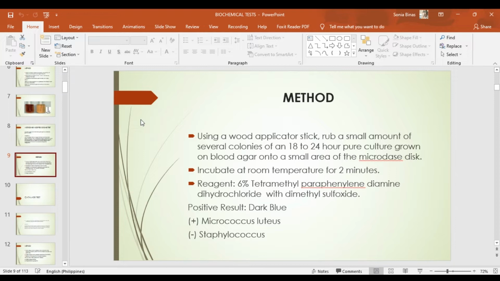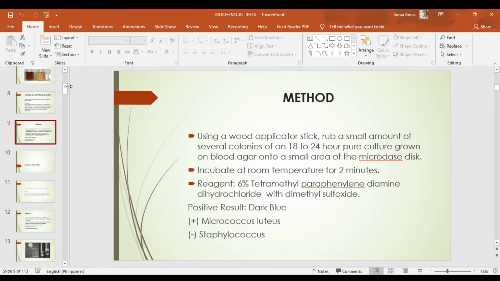So the positive result will be the development of a blue to purple-blue color or dark blue color. The positive organism for this is our Micrococcus luteus, while the negative is our Staphylococcus species.